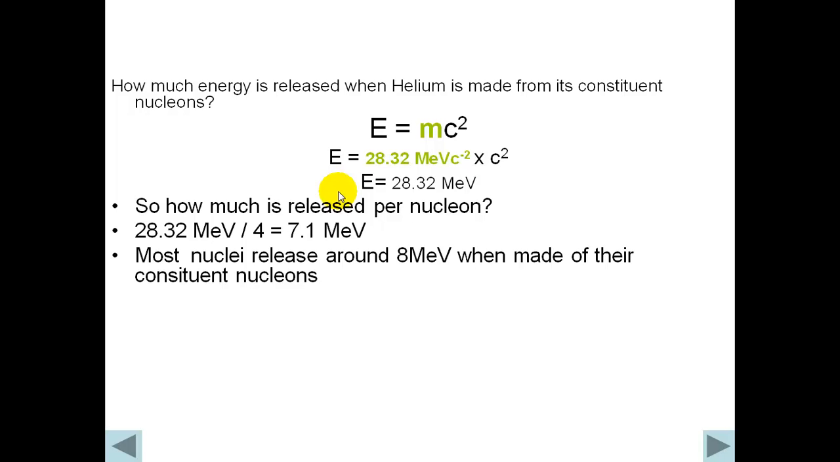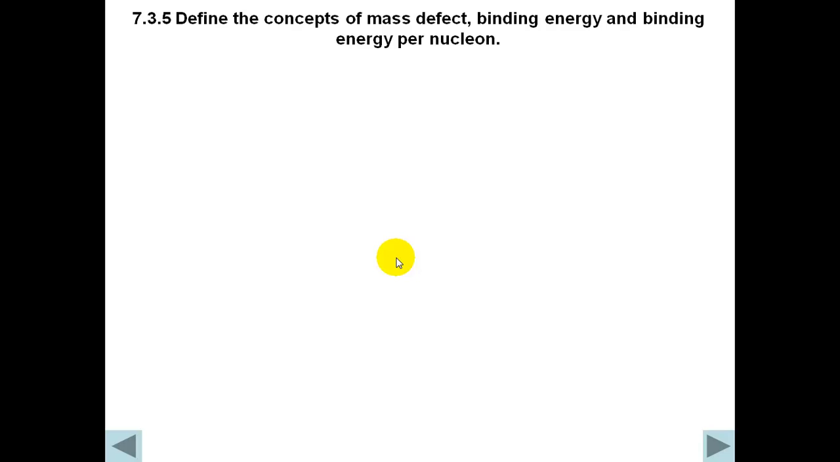But obviously the bigger the nucleus, the more energy is released, so we have to compare them by talking about the energy per nucleon. This is a more interesting factor. So in the case of helium, it's going to be 7.1 MeV per nucleon. Most elements are around 8 MeV when they're made from their constituent nucleons. This brings us on to three definitions.